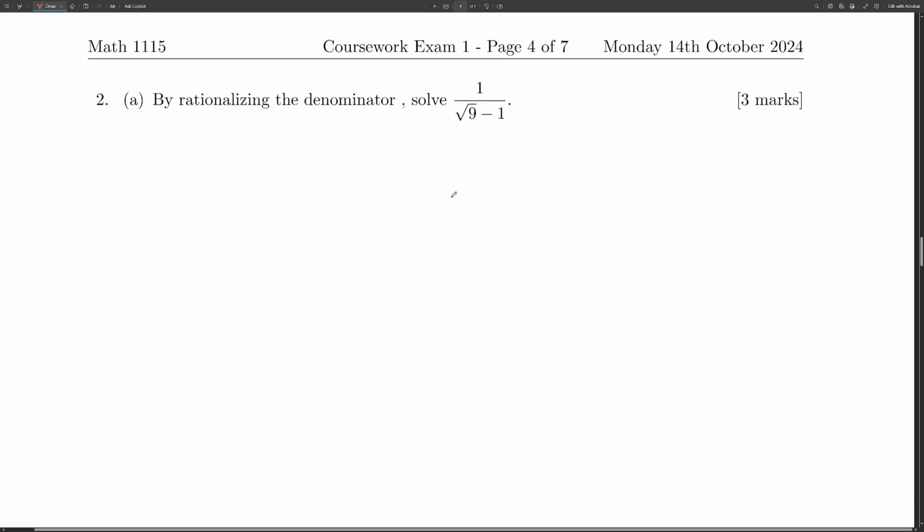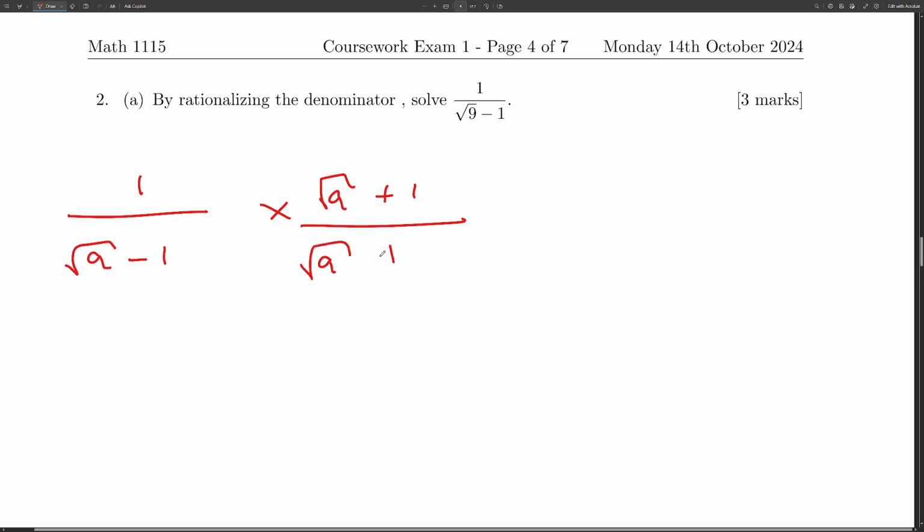It says by rationalizing the denominator, so only the denominator, we have to solve this thing here. So let's go. 1 all over root 9 minus 1. We're rationalizing the denominator, so we're multiplying by root 9 plus 1 all over root 9 plus 1. I will not simplify root 9 as 3. I'm going to keep it as square roots and solve. 1 by all of this is just root 9 plus 1 all over root 9 multiplied by root 9 will just give me 9.